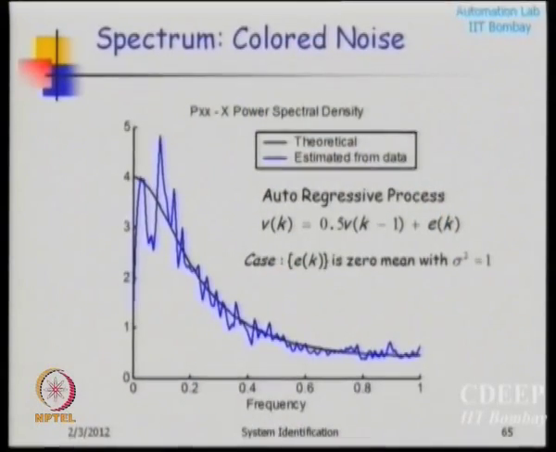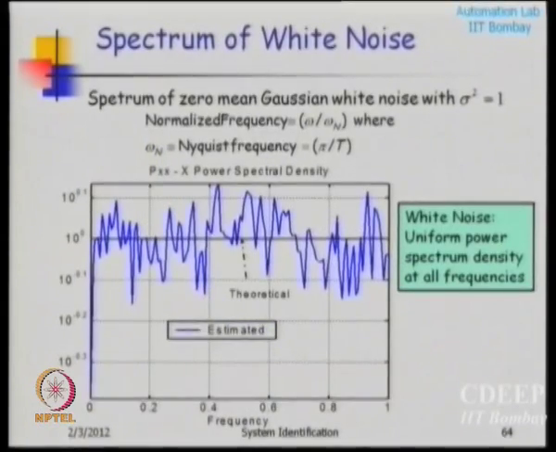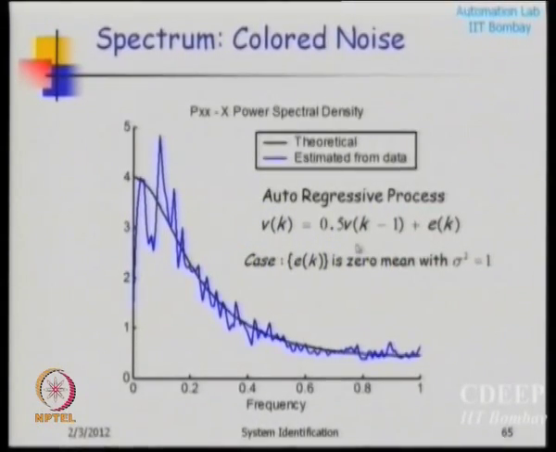Now, this is the power spectrum of an autoregressive process. I have created an autoregressive process: Vk is equal to 0.5 Vk minus 1 plus Ek, where Ek is white noise. Whatever white noise I took before, the same white noise I have used here. It is zero mean white noise with sigma square equal to 1. This is like a first order filter, a first order difference equation. It's a low pass filter. It only allows low frequencies to pass through, and the signal at higher frequencies is cut off.